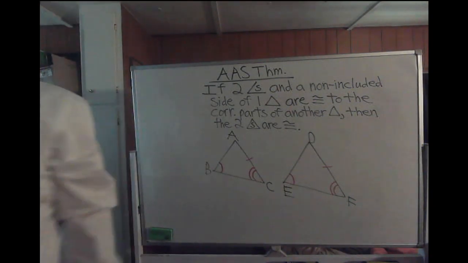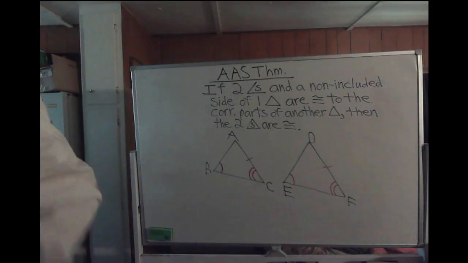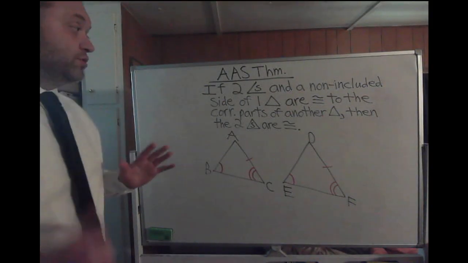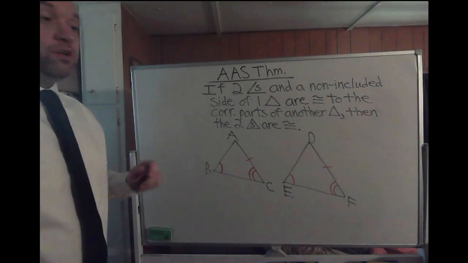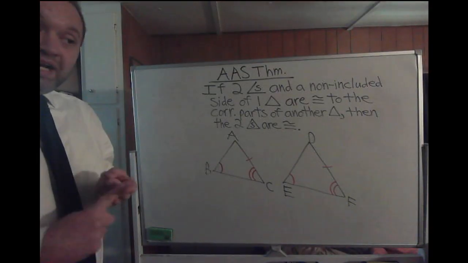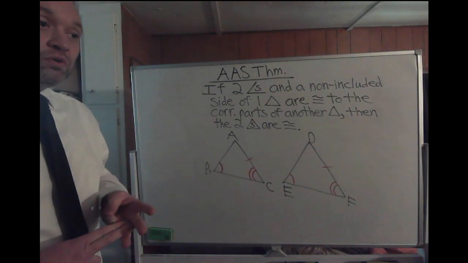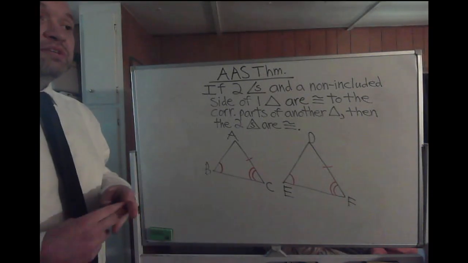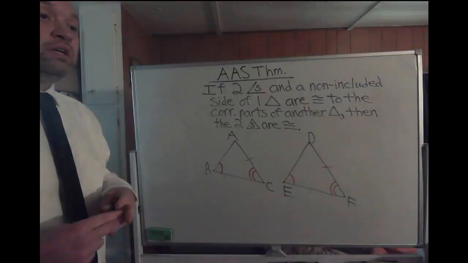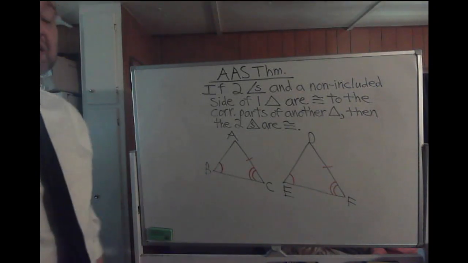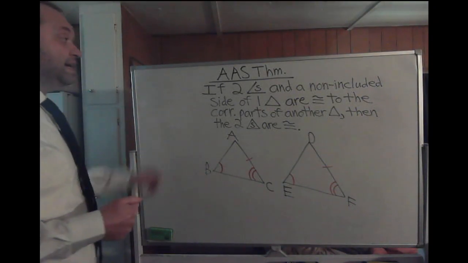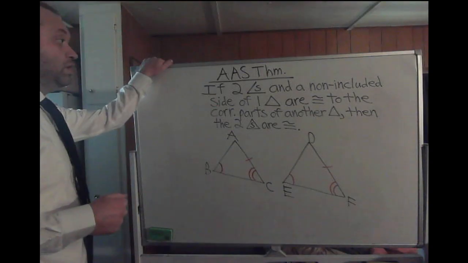So today we're going to talk about other methods of proving triangles congruent. So far we've learned side-angle-side, side-side-side, and angle-side-angle. Those are some methods that we've learned. Now we're going to talk about what else? We've talked about the isosceles triangle theorem. Today we have some more.